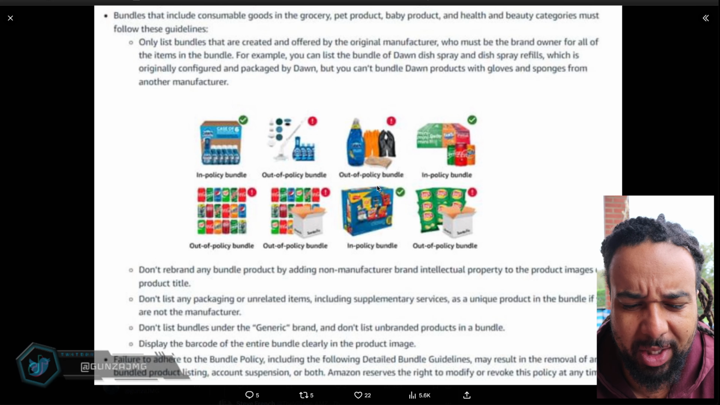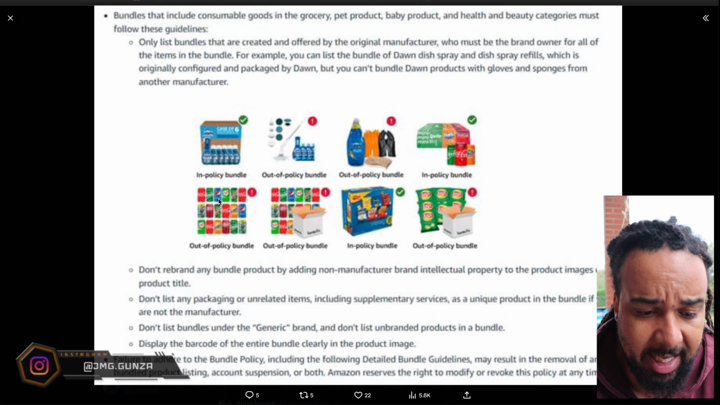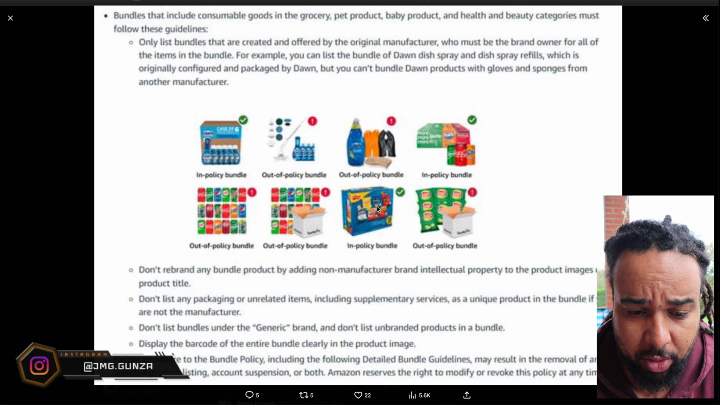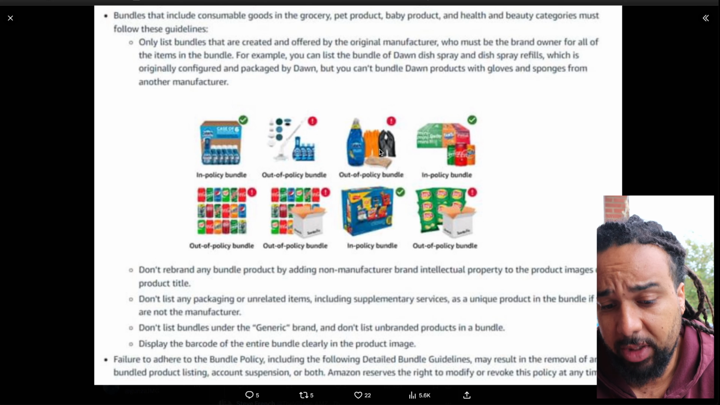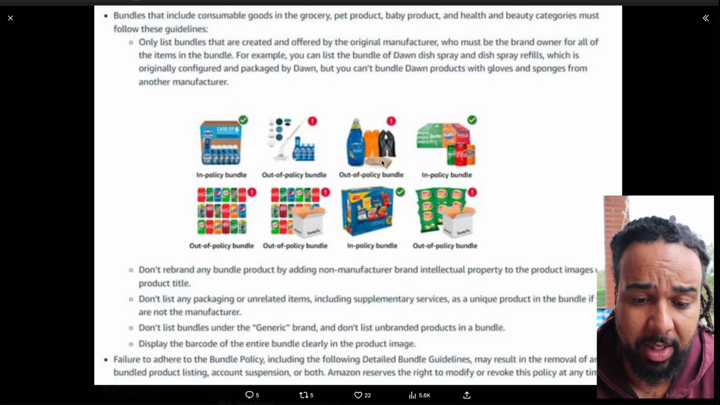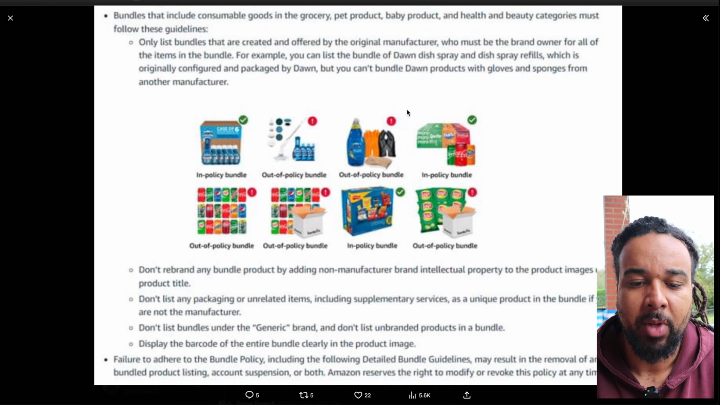So first of all, the picture needs to be only products from the same brand. This is not going to work because it has Coca-Cola, it has Pepsi, all that stuff. This is not going to work anymore. And the example that they actually used was selling dish soap with a sponge that is not from the same brand, and gloves that are not from the same brand, obviously, right?